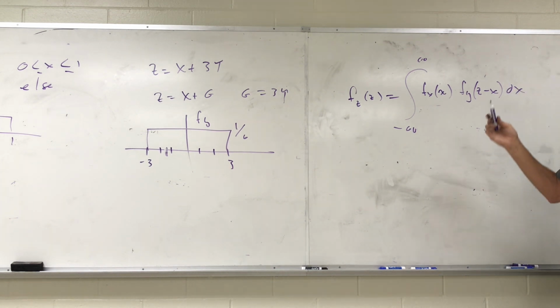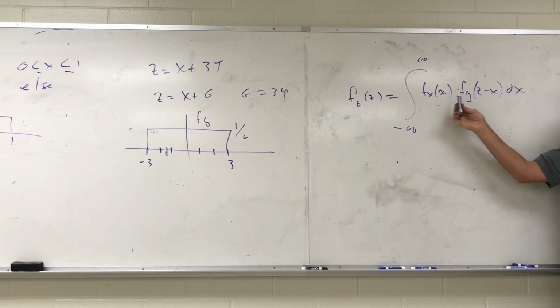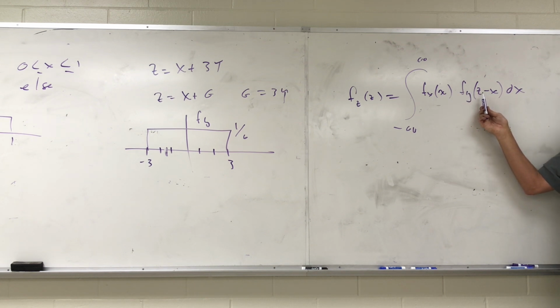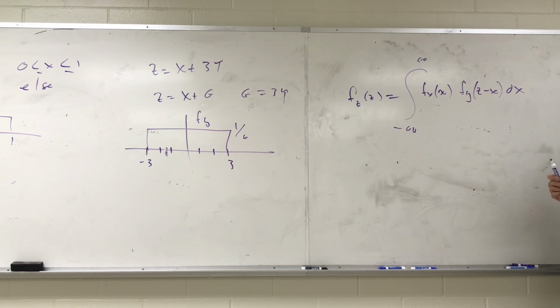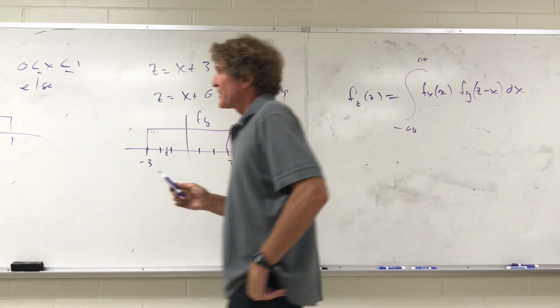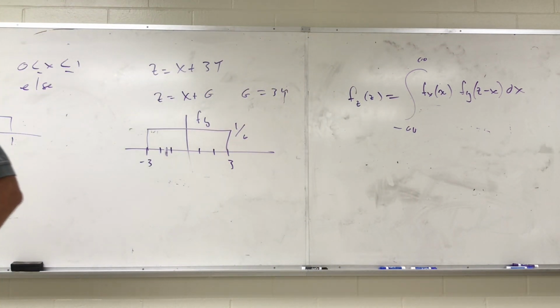If I replaced the dummy variable x that's going to be integrated out with tau, it would be fx of tau times fg of z, or any constant, minus tau d tau. That's the convolution integral. So if we're doing convolution, now if they were both exponential functions that started at the origin at 0, then what I would do is just the Laplace transforms of both and multiply.